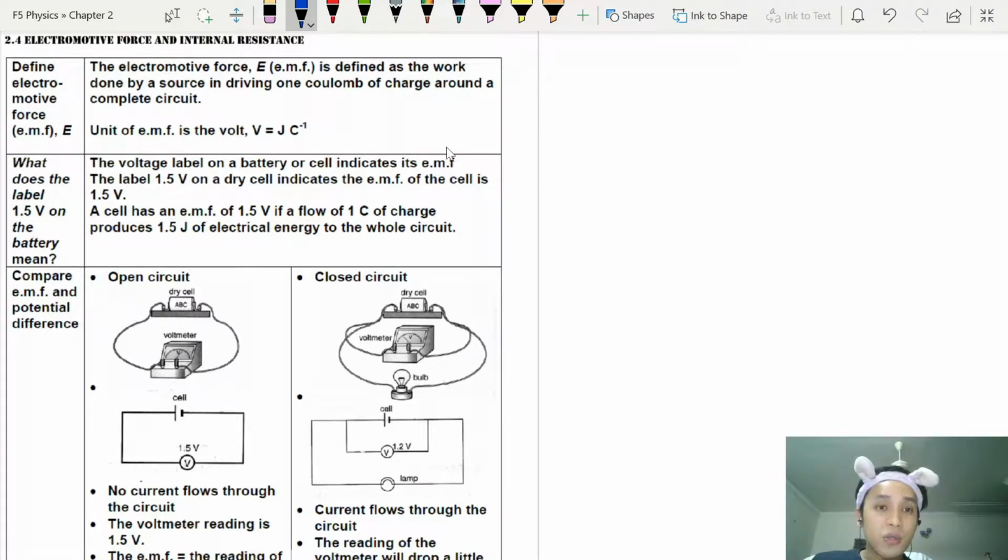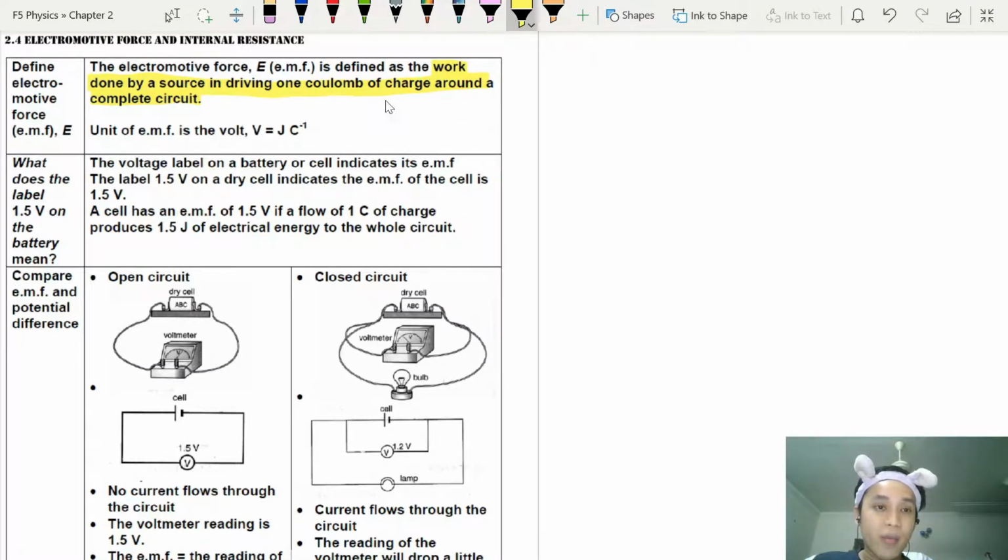So let's not waste time. Let's go into your EMF, or what we call electromotive force. So what is EMF? Technically if you look at the definition, they mention this: work done by source in driving a charge around a circuit. So technically what is EMF?